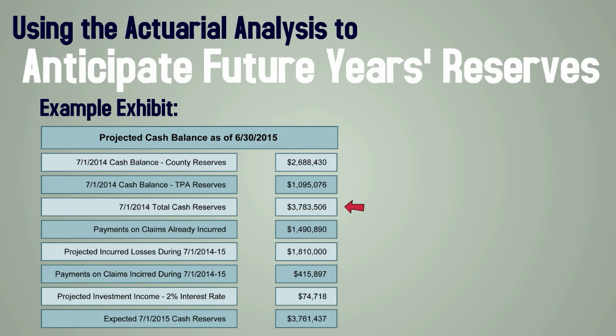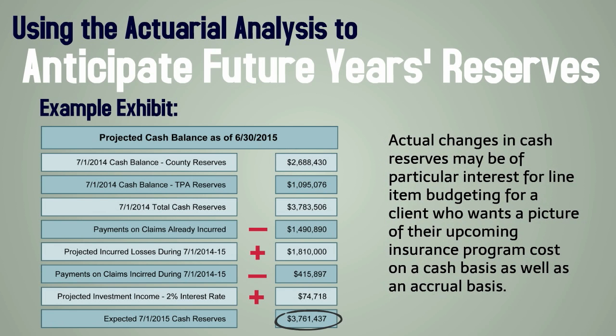We start out with total cash reserves of $3,783,506 as of July 1st, 2014. We subtract the payments on claims that have already incurred, which was the $1,490,890. We add the incurred losses for the coming policy period of $1,810,000, and then we subtract what's going to be paid from that amount, and that's $415,897. And then we add in a projected investment income at a 2% interest rate, which would be $74,718. And so we can project that the cash reserves as of 7/1/2015 will be $3,761,437.